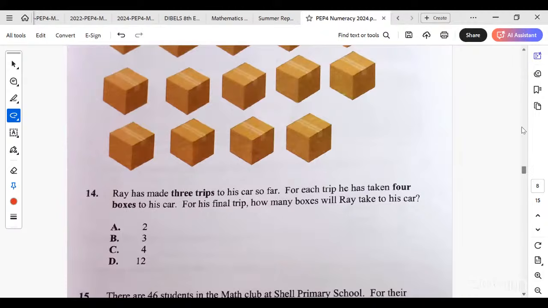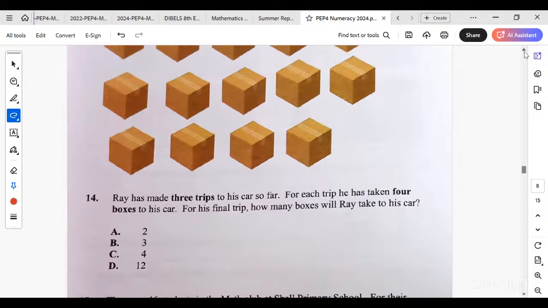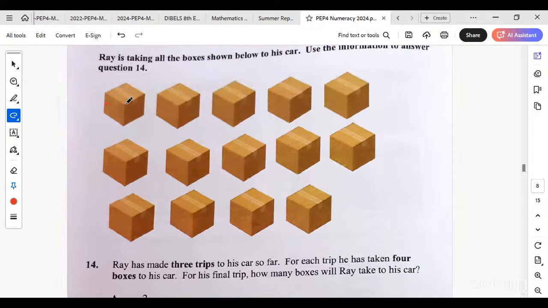So he has taken 3 trips. He has made 3 trips to his car, and each trip he has taken 4 boxes. So the first trip he took 4 boxes. The second trip he took another 4 boxes. The third trip he took another 4. How many boxes are left? 2.